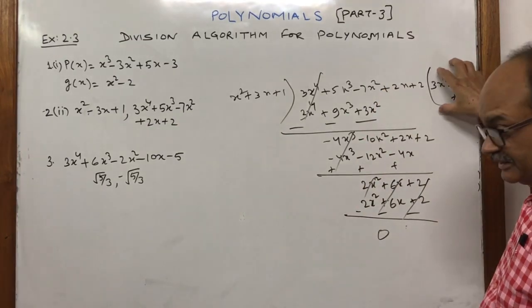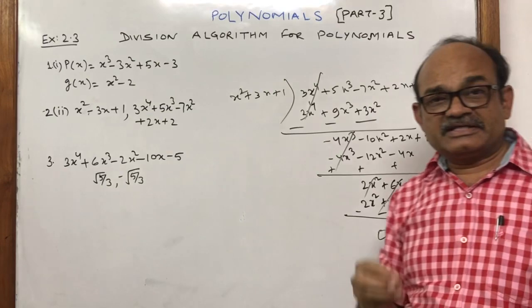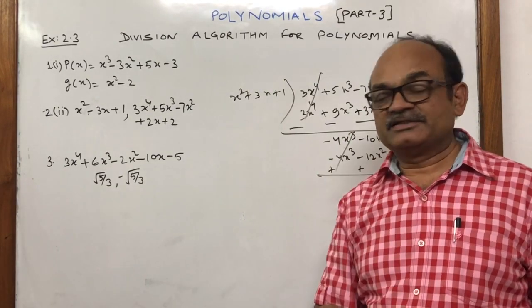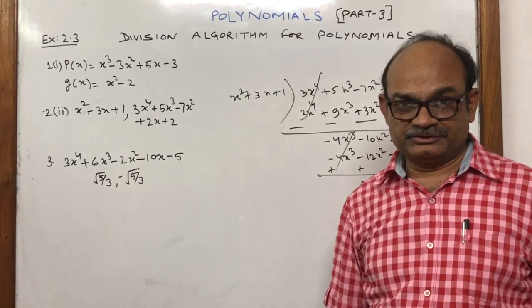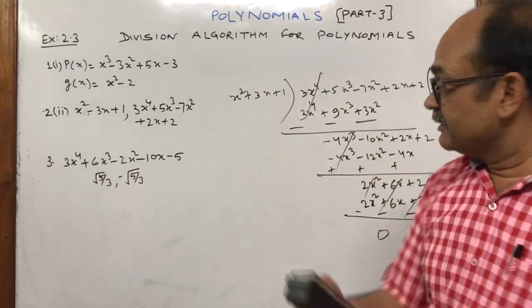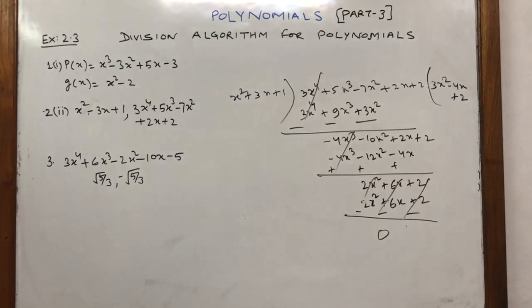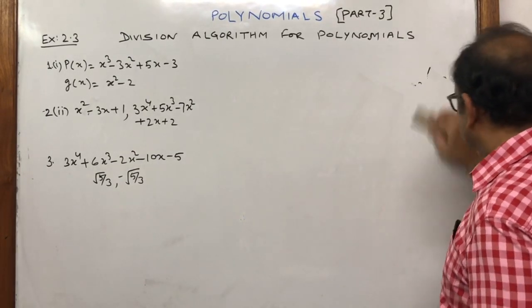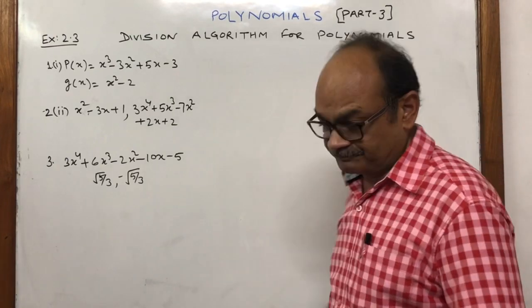The quotient is a quadratic polynomial, and if we factorize it again, what will we get? Two more zeros. The same concept we are using, but with a different style. We have to factorize the quotient again. Correct?